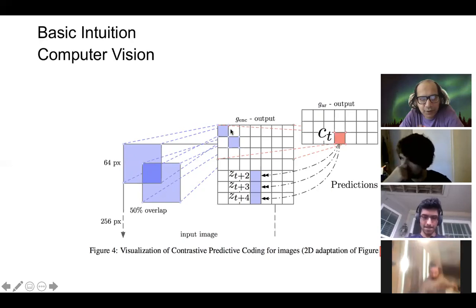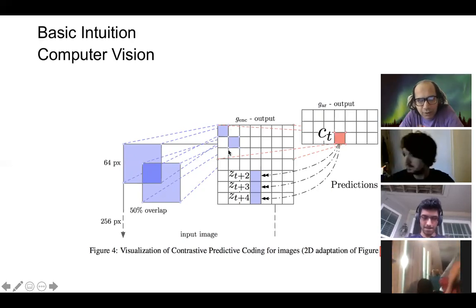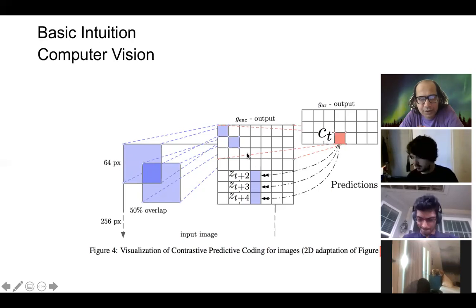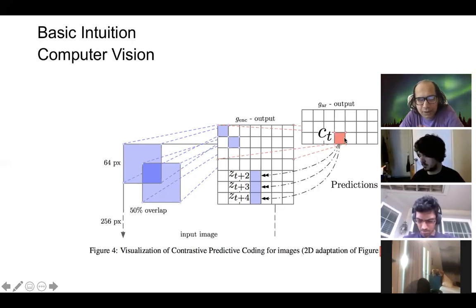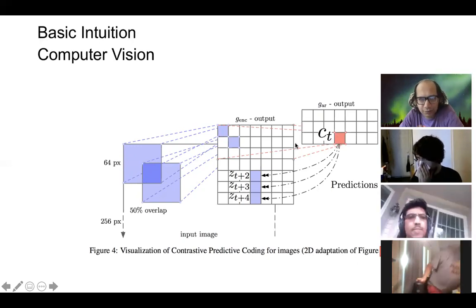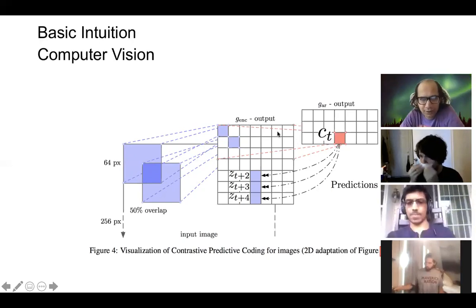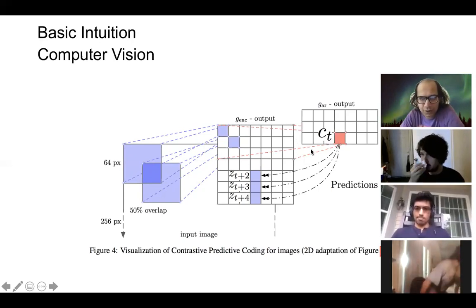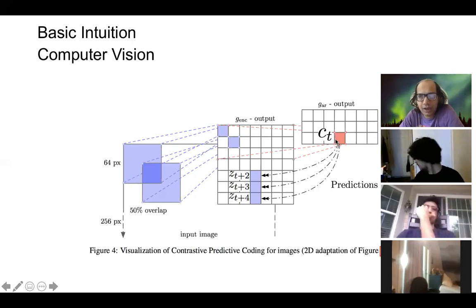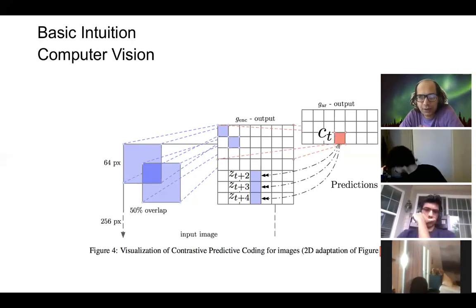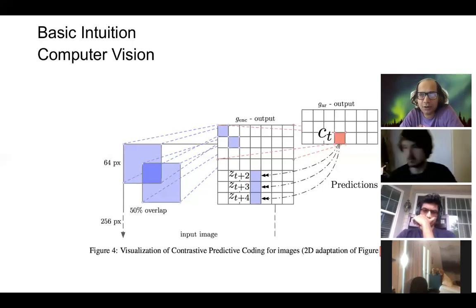Based on the current context, see what the context is here. For example, we have 7 by 7 grids, and CT is our current context. The current context is actually a summary of the first 3 rows for this particular example. The 3 rows constitute the current context, and the purpose is to predict the future patches based on this context.